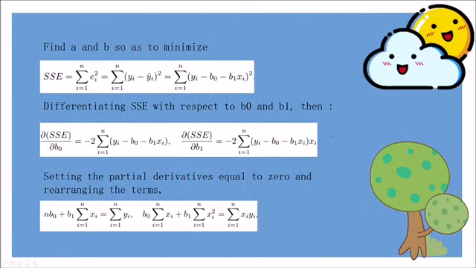You can find b0 and b1 so as to minimize SSE. You can use the formula of SSE from this slide. Next, differentiating SSE with respect to b0 and b1, then you can calculate by this formula. Next, setting the partial derivatives equal to 0 and rearranging the terms, you can use the last formula on this slide.